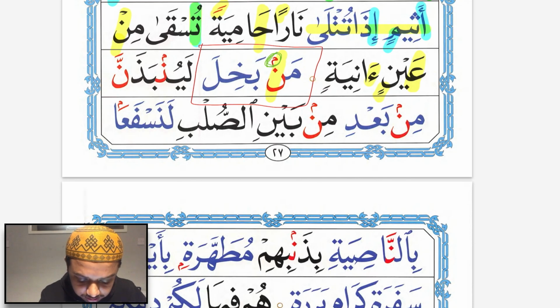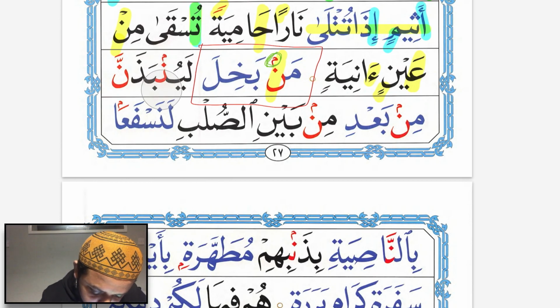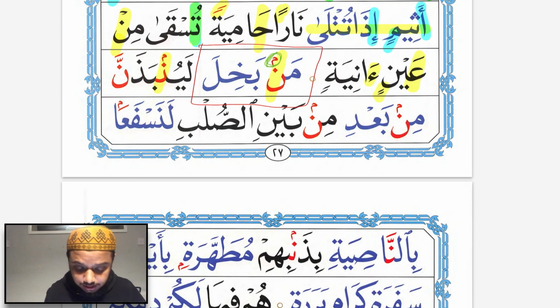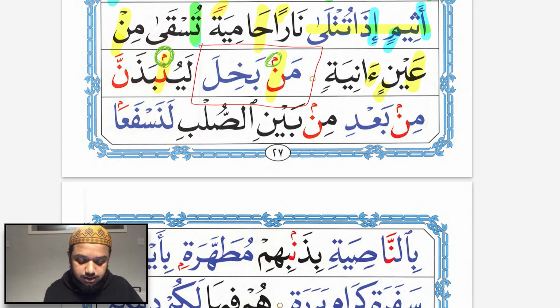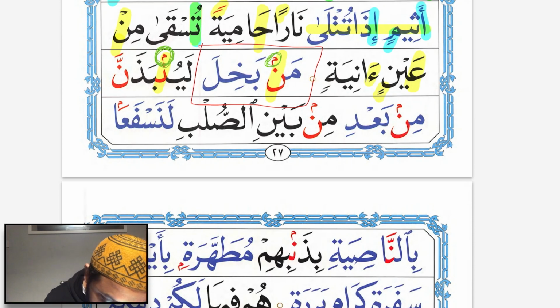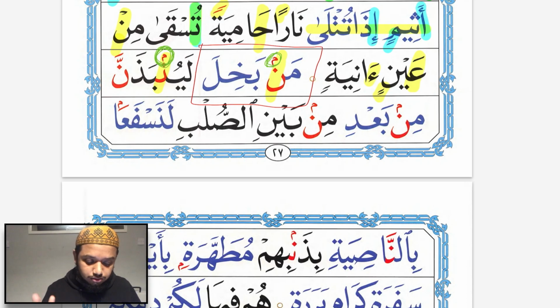Now we will look at the next example. Layunbadanna. Layun. We have a noon sukoon here. It's followed by a ba. So we will change it into a meem, and that's why the letter literally has a meem on top of it. So it will be read as layumbadanna. So we've changed that noon sukoon here into a meem, and we've read it with ghunnah for two harakat.